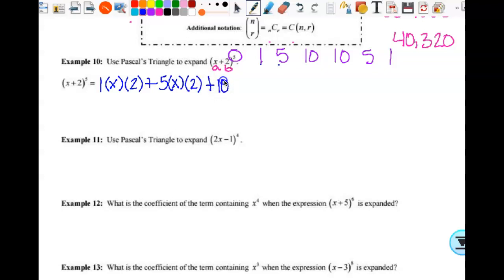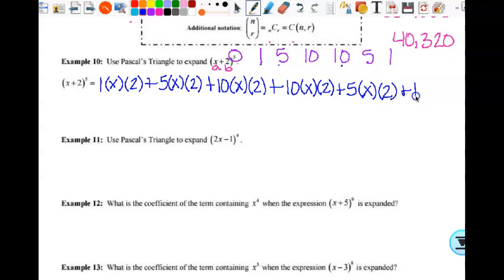Plus 10 times x times 2, plus another 10 times x times 2, plus 5 times x times 2, plus 1 times x times 2. Now, we're not done with that row, but do you understand where everything came from right now? Each of the first numbers comes from Pascal's triangle. The x and the 2 are the same every time. They're coming from what I am actually expanding.